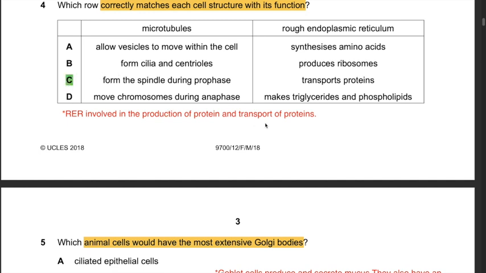Why is option D incorrect? Because there is a mention of rough endoplasmic reticulum making triglycerides and phospholipids, which is not at all correct.